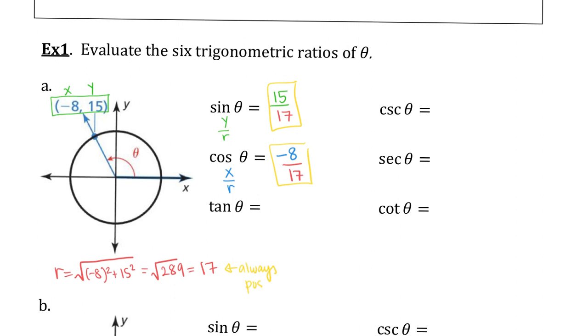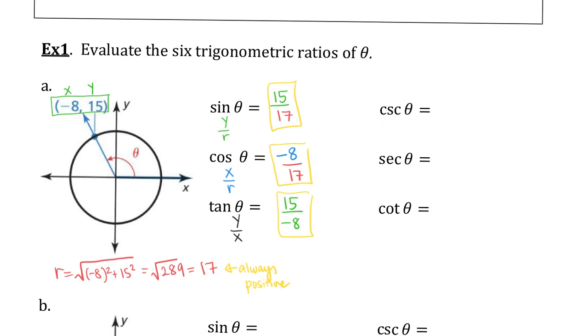It's just the hypotenuse, so we always keep it positive. Okay, tangent is, according to the rules, y over x. So the y is 15, the x is -8. And you notice that I'm not even using the picture, I just need the ordered pairs.